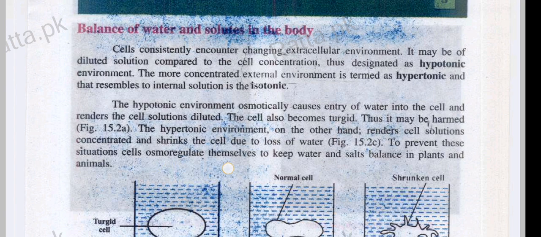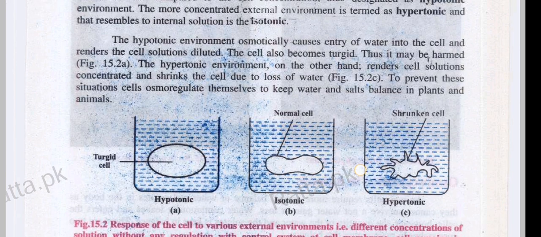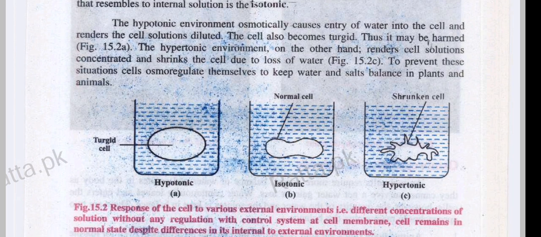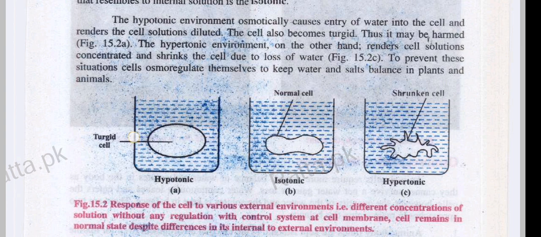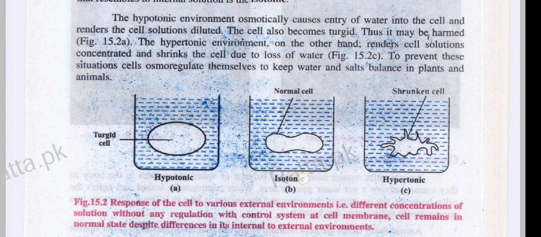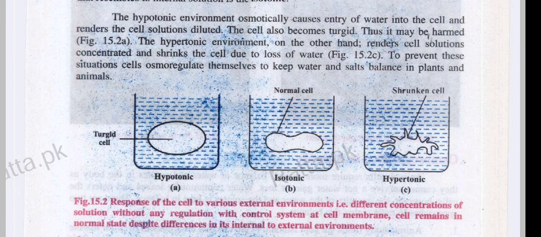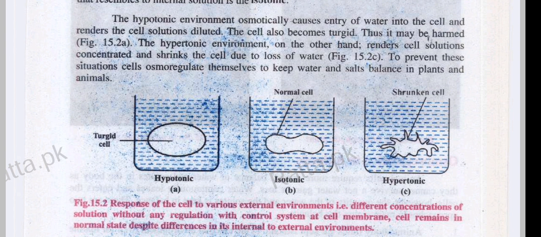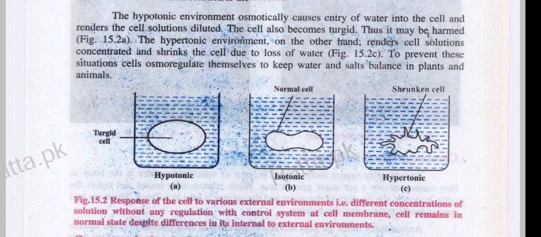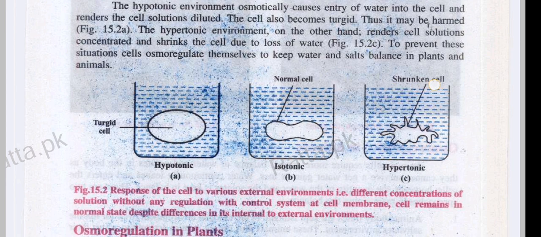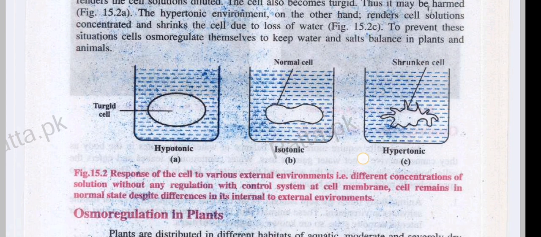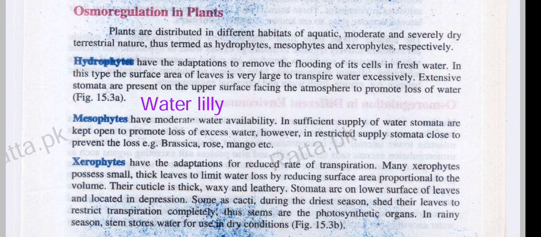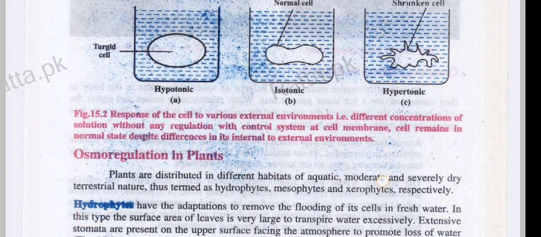To prevent these situations, organisms osmoregulate themselves to keep the water and salt balance in plants. For example, a cell placed in the hypotonic environment becomes turgid, and a cell placed in the isotonic environment becomes normal, as there are equal 50-50 percentages of the concentration of salts and water. And when we place a cell into the hypertonic environment, the cell becomes shrunken. So here we go, only the three types of cells.